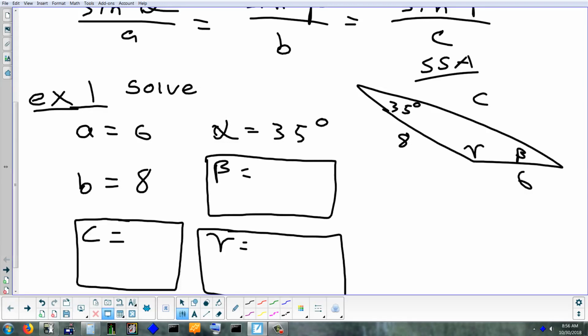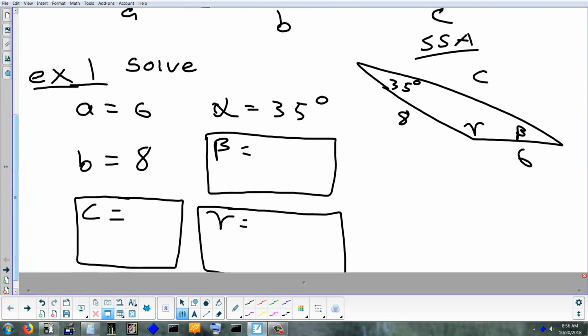All right. So what do I have to find first? I'm kind of trapped, and I got to find beta. So that's going to be the first. That's going to be the second. And C will be the third.